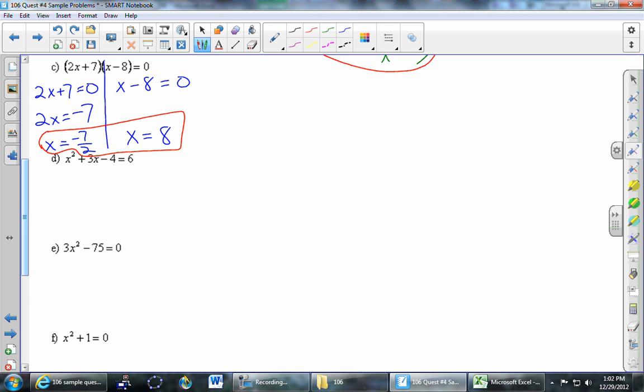Part D. X squared plus 3x minus 4 equals 6. Can't have it equal 6. This is a full-on quadratic with all three terms, but we need one side to equal 0. So let's bring that 6 over to this side by subtracting it.